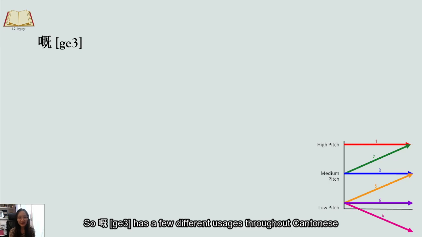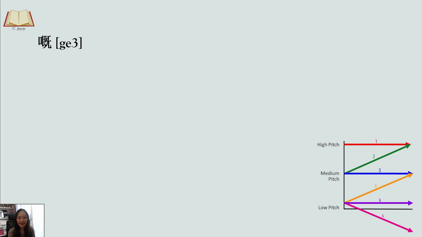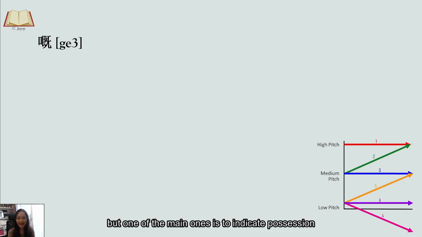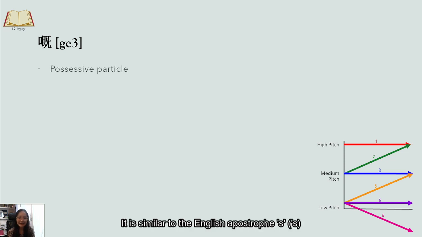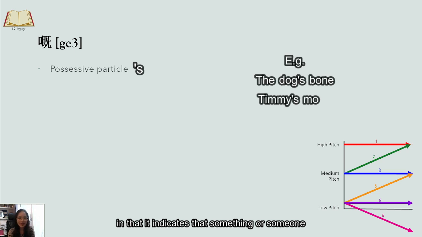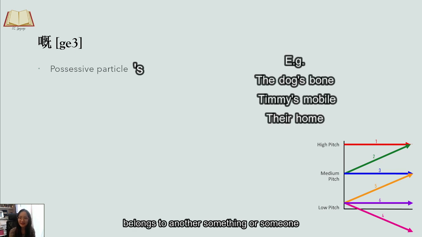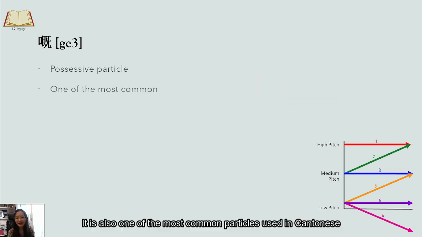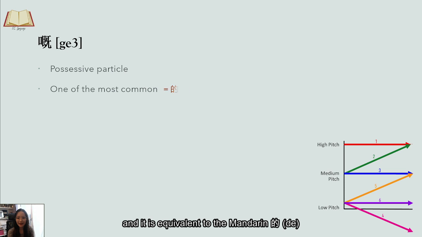So ge has a few different usages throughout Cantonese, but one of the main ones is to indicate possession, so it is used as a possessive particle. It is similar to the English apostrophe s in that it indicates that something or someone belongs to another something or someone. It is also one of the most common particles used in Cantonese, and it is equivalent to the Mandarin de.